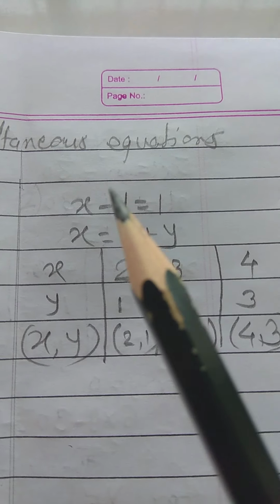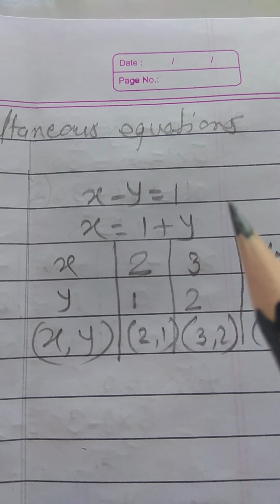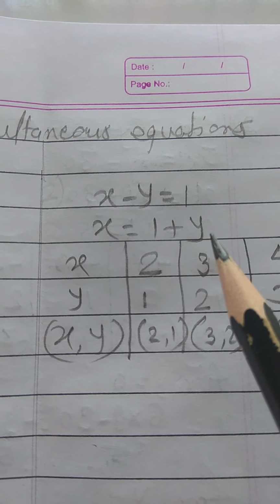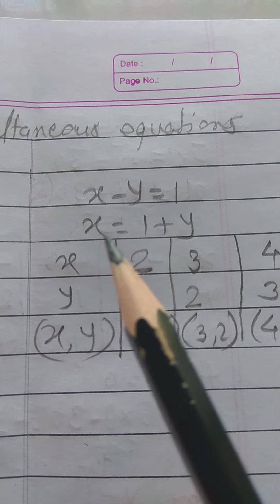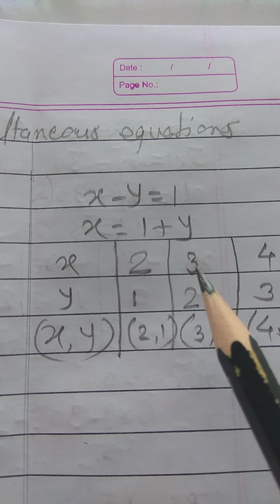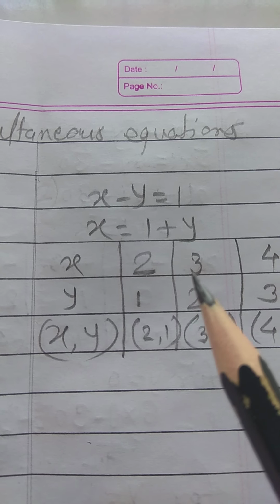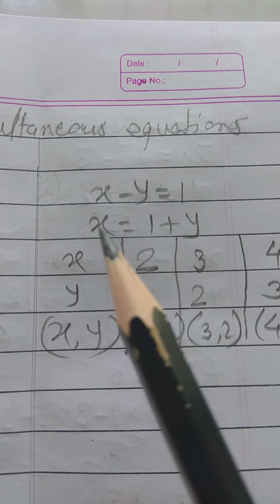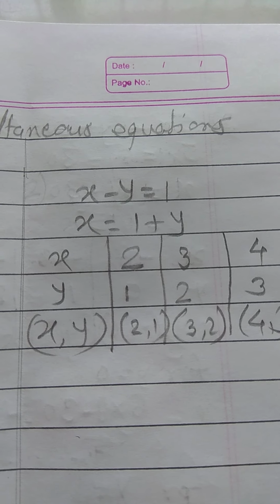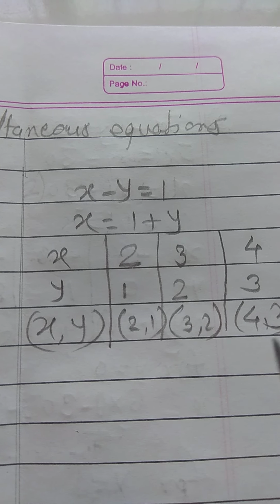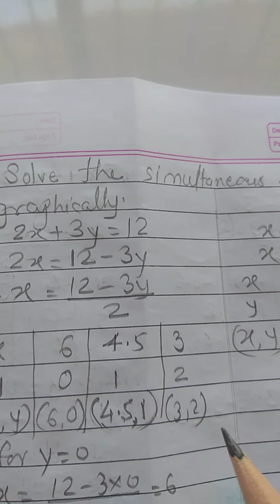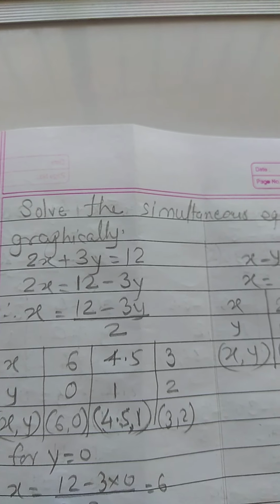Second equation given is x minus y equal to 1. Minus y can go to that side and become plus y. Now also we will take the value of y only. Y equal to 1, then x will become 1 plus 1, 2. If y equal to 2, then x will become 2 plus 1, 3. If y equal to 3, then x will become 3 plus 1, 4. So these 3 ordered pairs will give you 3 points, and from these 3 points we can draw the line. From these 3 points we can draw another line. The lines intersect each other at a point, and that is your solution.